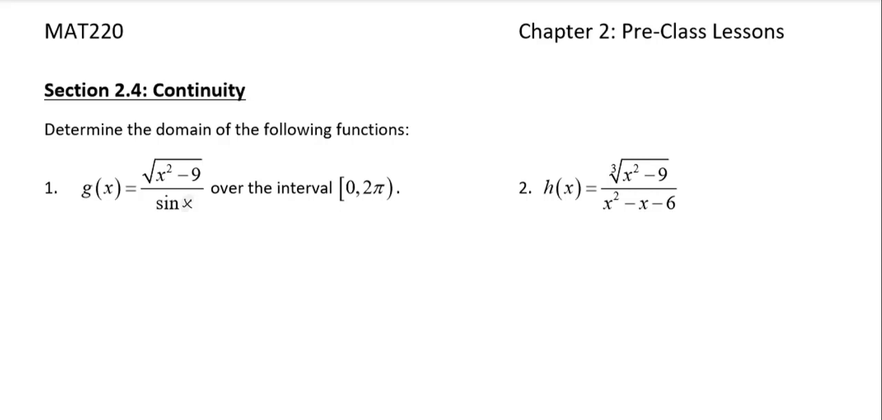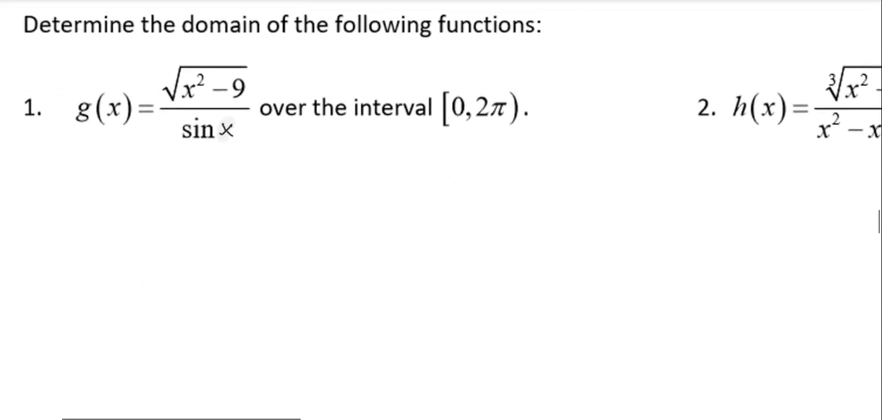Hi, let's take a look at the topic of continuity and how that will be seen in Calc 1. And what we first need to refresh our memory on is how to find the domain of a function. In particular, in this first one right here, you'll see we have g of x equals square root of x squared minus 9 all over sine of x over a given interval.